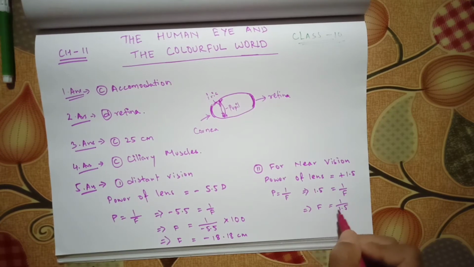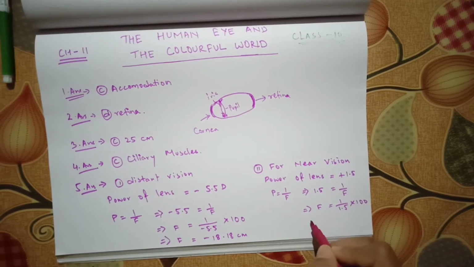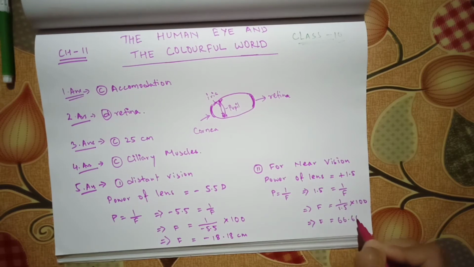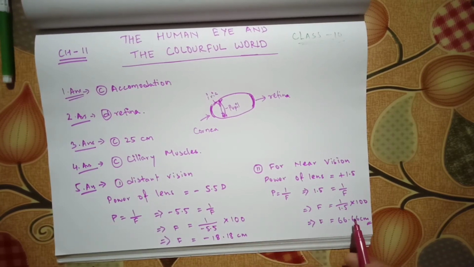Now this is the value in meters, we have to convert it into centimeter. So to convert this, we have to multiply this with 100. Now we will get F is equal to 66.66 centimeter. And also remember guys, if you don't multiply this answer with 100 and you put the unit as meter, the answer is also correct.